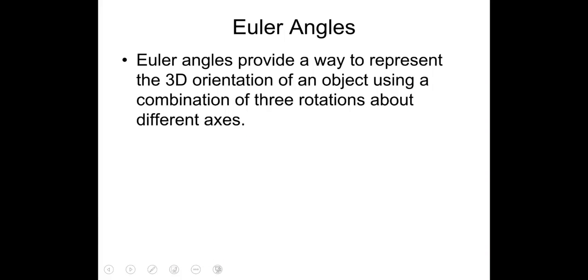Okay, Euler angles. Euler angles provide a way to represent the 3D orientation of an object using a combination of 3 rotations about different axes. What does it mean? For example, I have an effector that is a robotic arm. Here I have a motor, maybe right here, and right here we have a grasper. This is my robotic arm.